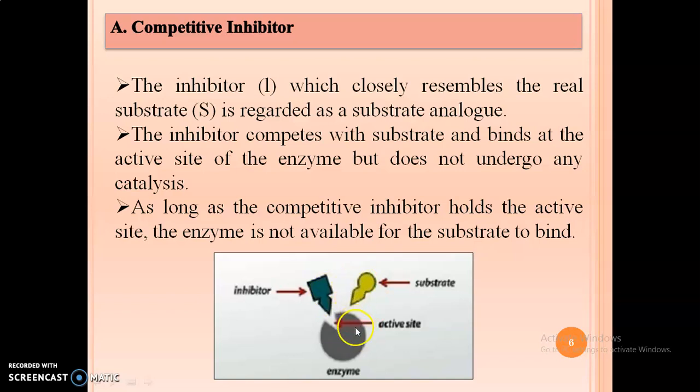The second factor deciding the winner is the affinity of your enzyme towards the inhibitor and the substrate. If the enzyme has more affinity towards the inhibitor, there is more binding of inhibitor to the enzyme. If the enzyme has more affinity towards the substrate, there is more binding of your substrate to the enzyme. So two factors affect competitive inhibition: first is the concentration and second is the affinity. So if we need a competitive inhibition, we need our inhibitor to have high concentration and more affinity towards the enzyme.